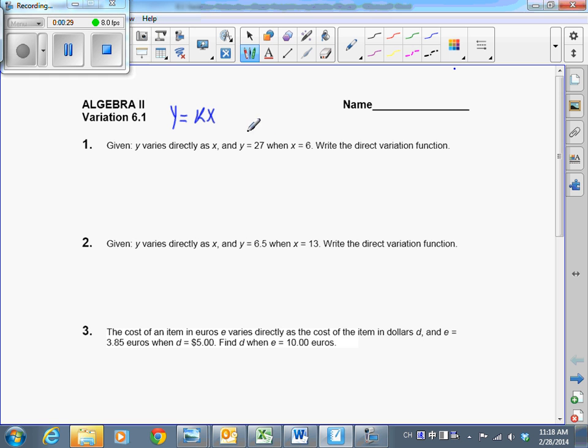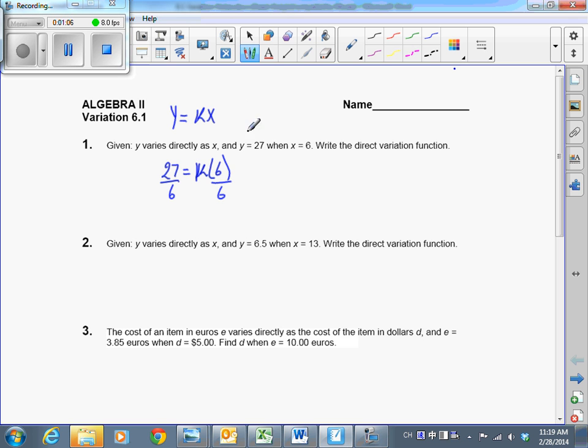Now, they gave me the y value is 27 when x is equal to 6. So I will go ahead and plug in 27 and 6. It means that 27 is equal to k times 6. Let's go ahead and solve for the only thing that we don't know. What don't we know here? K. And how do I get k alone? Divide both sides by 6. So, can I divide 27 by 6? No, but once it's simplified, what do you get? 4.5 or 9 over 2.